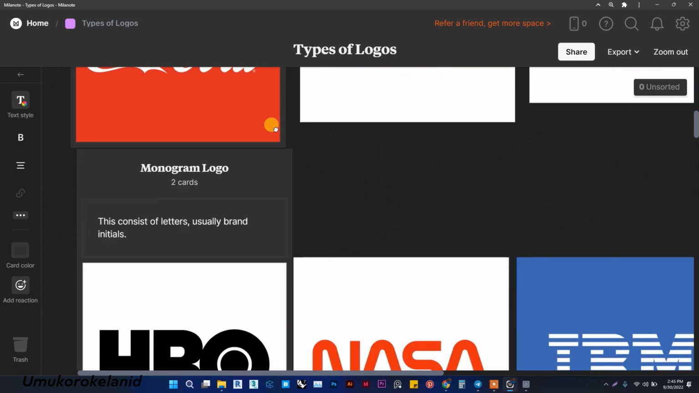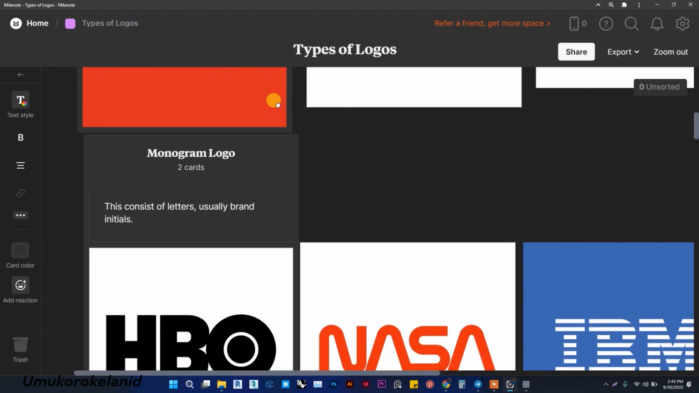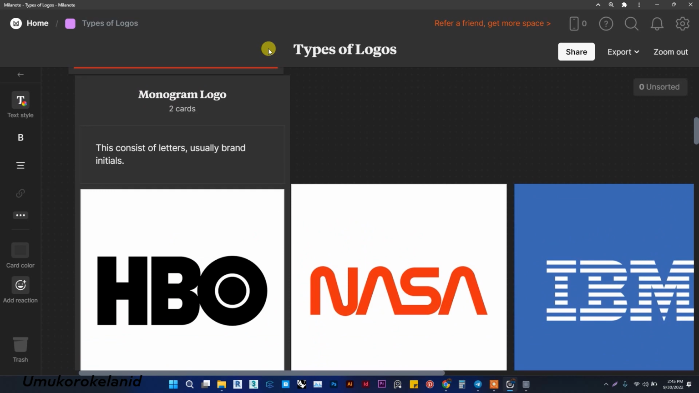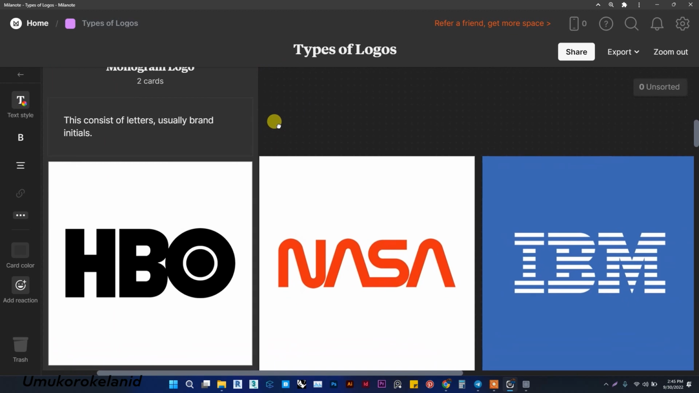But in a monogram logo, they tend to be combinations of initials, like abbreviations of what the company name is. For instance, we have HP, Hewlett Packard, we have HBO, NASA, IBM, International Business Machines, and all of that. So that is an example.